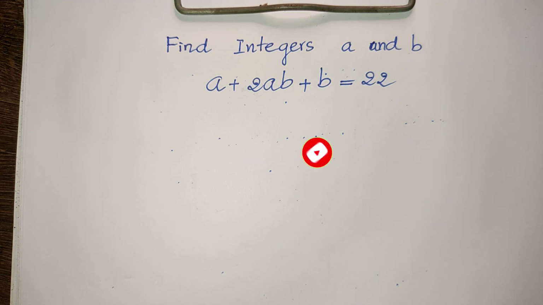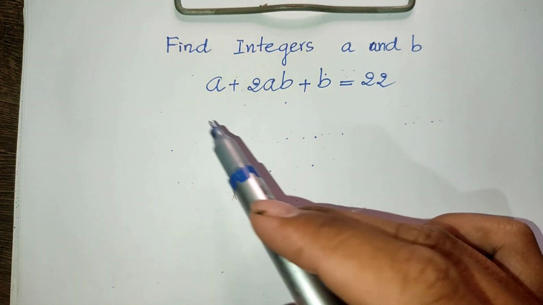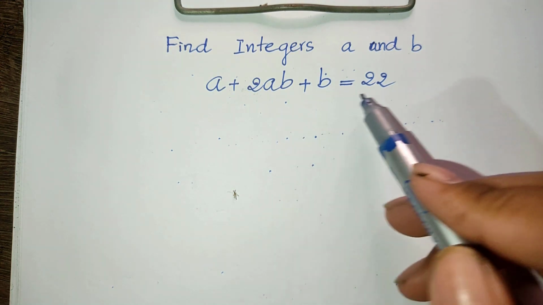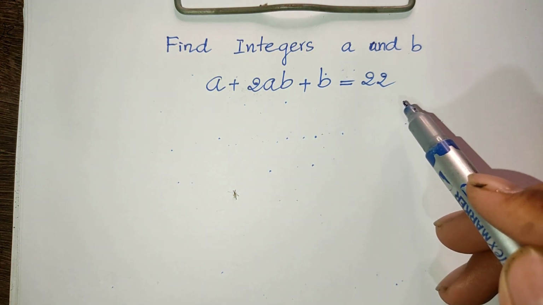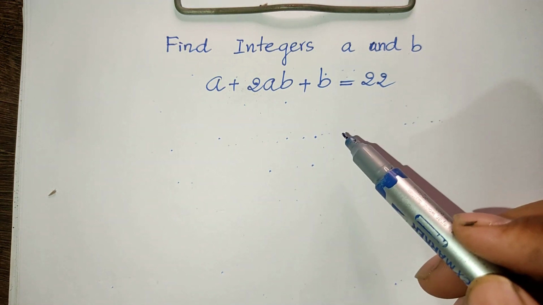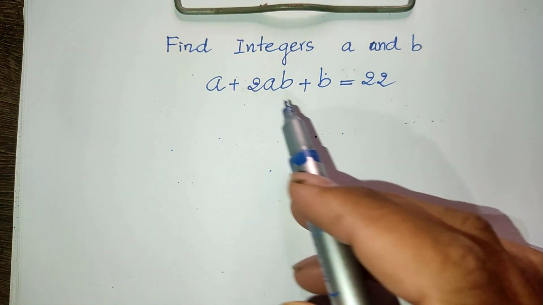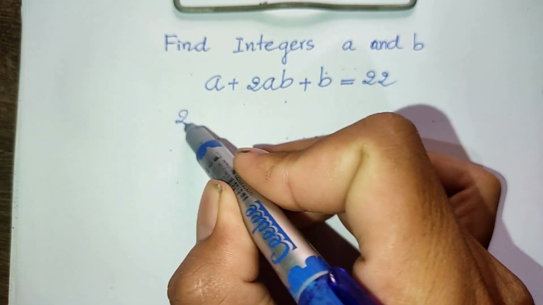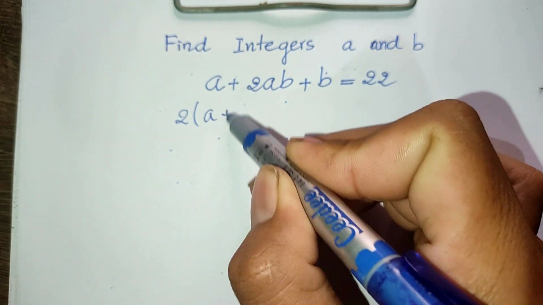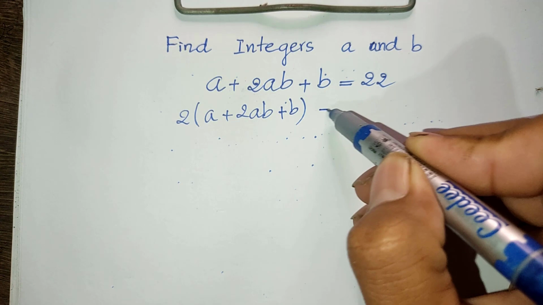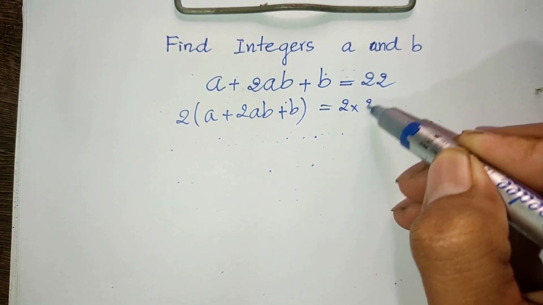Okay, now we go to the solution together. We have a plus 2ab plus b is equal to 22. And to find the values of a and b, we must write it in two factors. So now I multiply both sides of the equation by 2. So I get 2 multiplied by (a plus 2ab plus b) equal to 2 multiplied by 22.